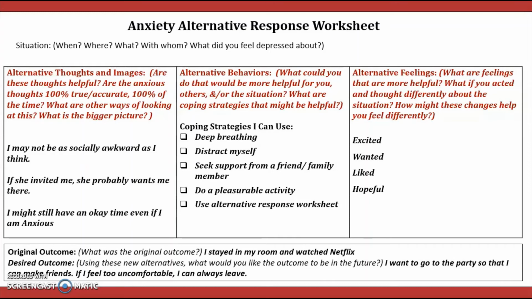And then we'll look at what outcome this person desired. If they were using these new alternatives, what would be the likely outcome in the future? I want to go to the party so that I can make friends. If I feel too uncomfortable, I can always leave.